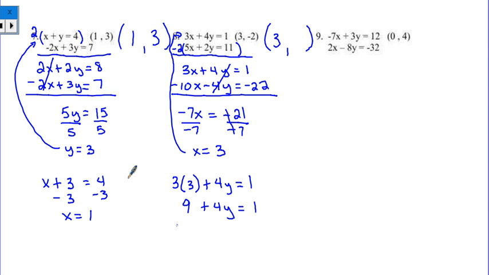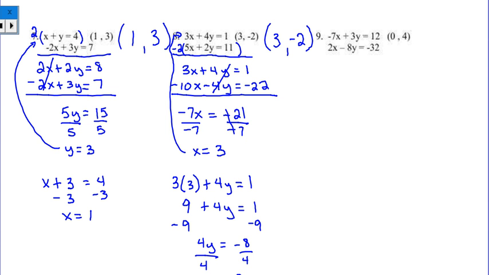I've got to make this +9 go to the other side. To do that, I'm going to subtract 9 from both sides. That's going to make it 4y is equal to -8. Divide both sides by 4, and y equals -2. Since that's my y, it's going to go as the second number in my ordered pair, and my intersection point, my solution to the problem, would be the ordered pair 3, -2.